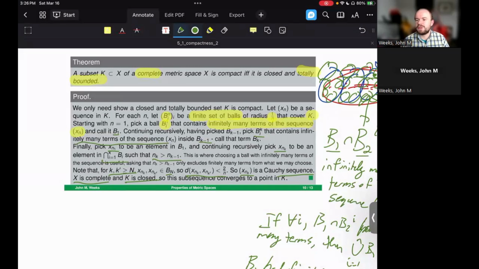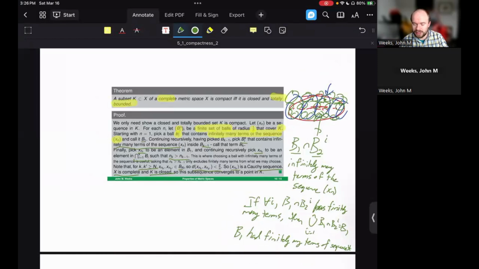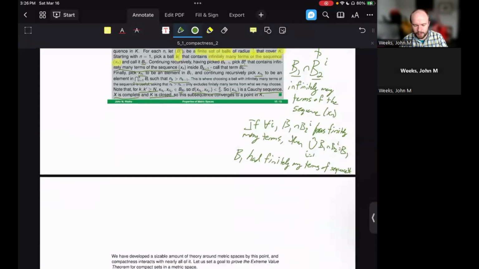Bounded was not enough because we found that there are examples of closed and bounded sets that were not compact. It works in the real numbers, but not with metric spaces. So we saw that we needed to add this notion of totally bounded to make that theorem work.